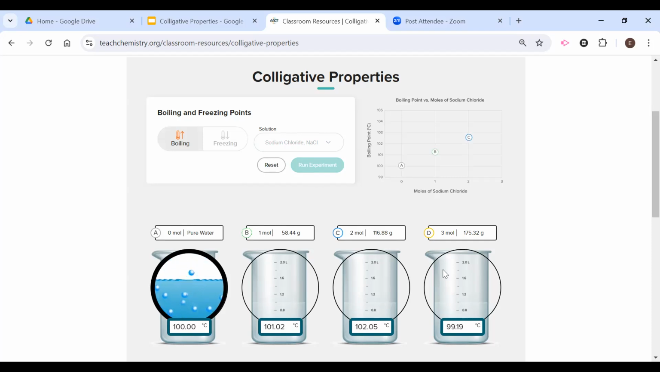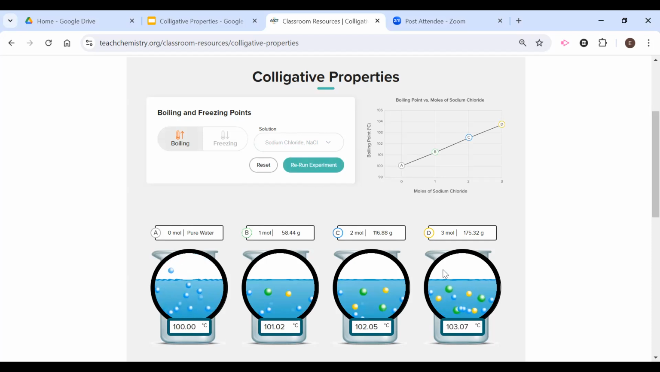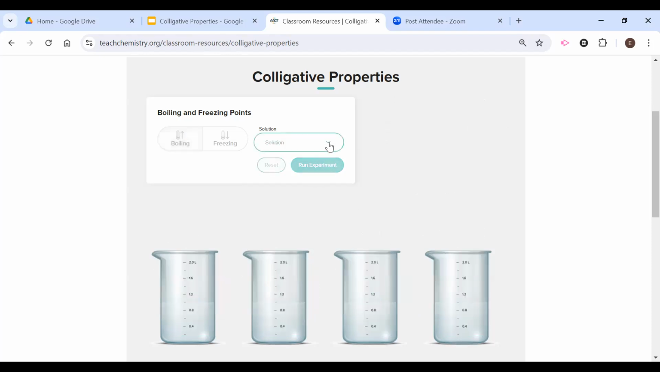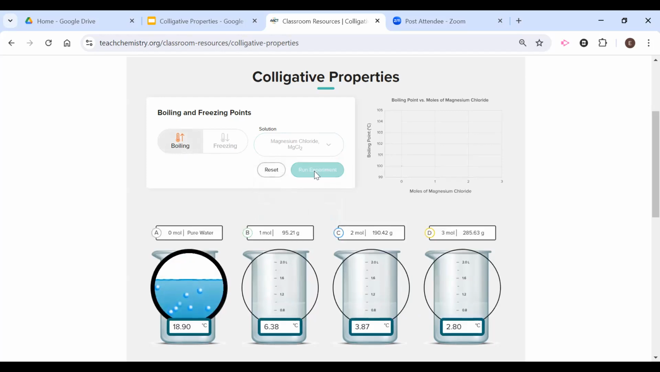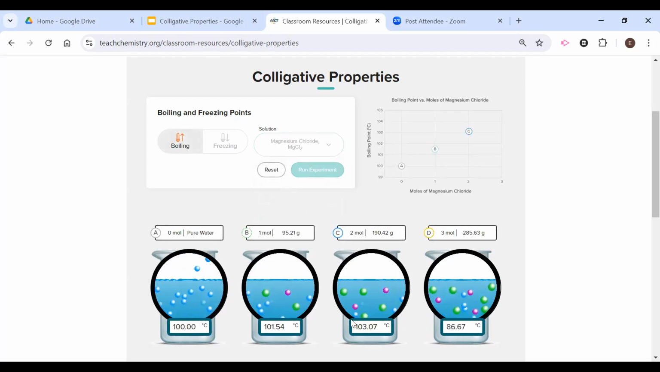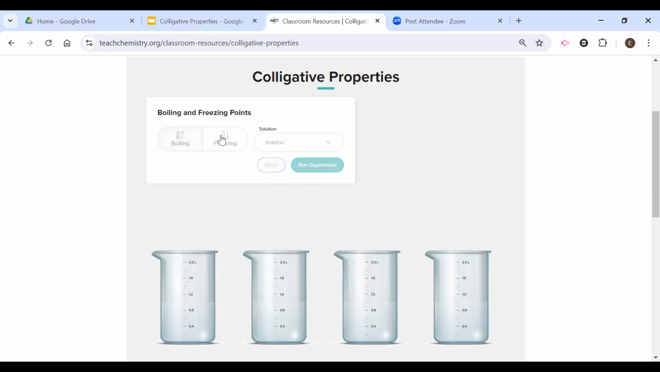You compare this to the first one, the sucrose, okay? There are more particles here. That's why the boiling point is even higher here, because there are more solid particles. So if I do this and I do this, look at that. There are more solid particles. Look at how it's increasing.